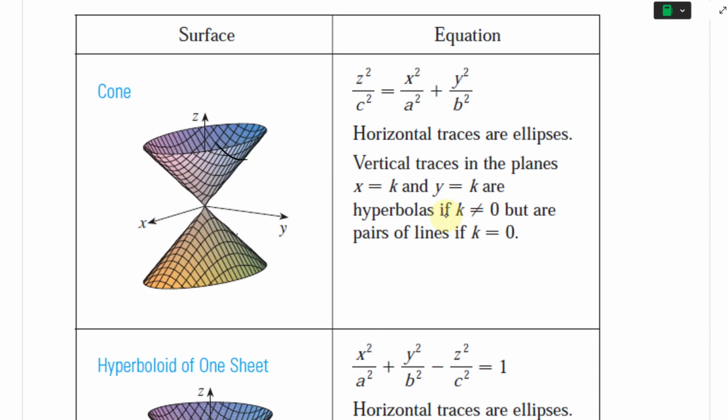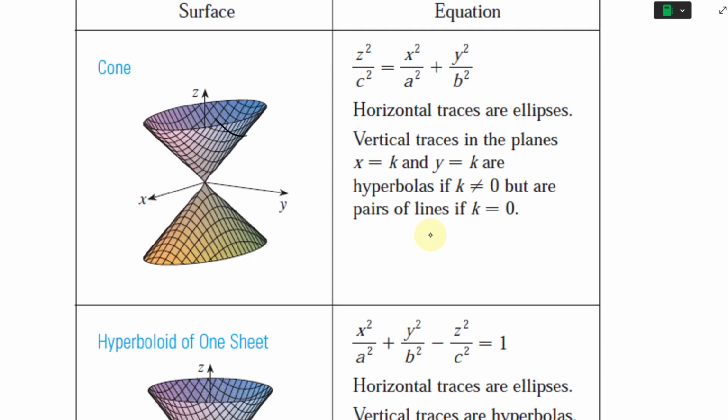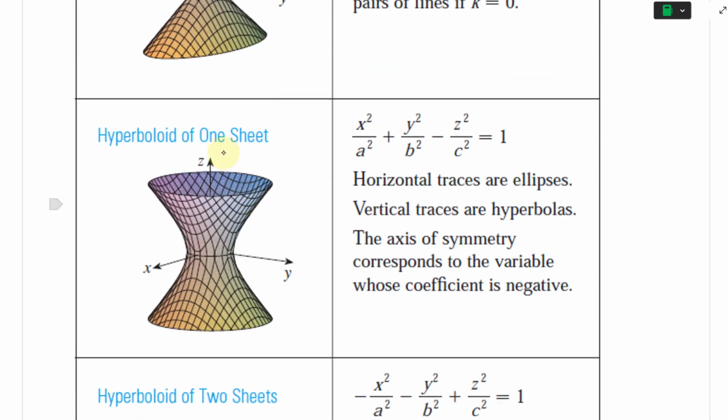you might expect a hyperbola, but you'll get pairs of lines if k equals 0. So in other words, it's going to go perfectly down like this. Yes, it's going to be a perfect line across there. So it's epic stuff. And then going further, the hyperboloid of one sheet: x squared over a squared plus y squared over b squared minus z squared over c squared equals 1.